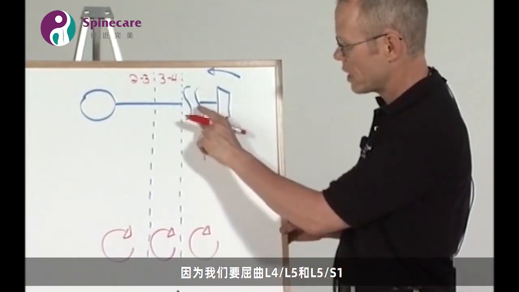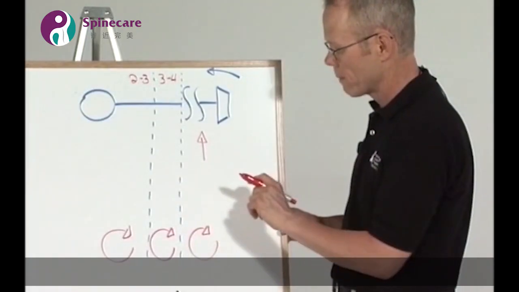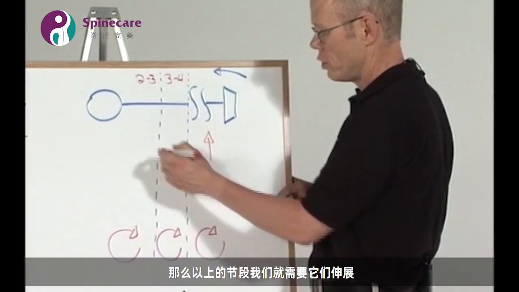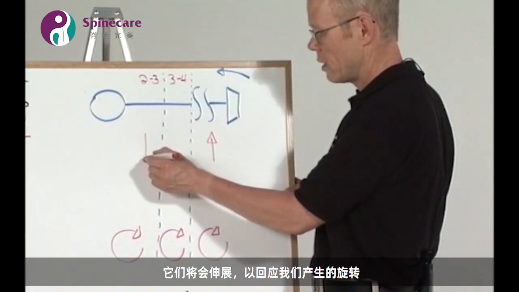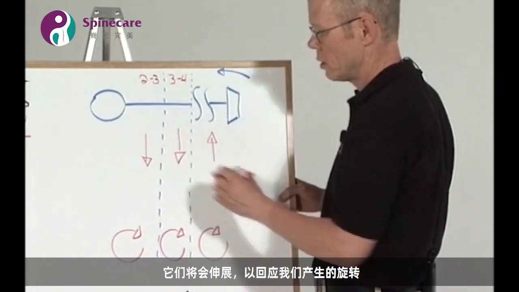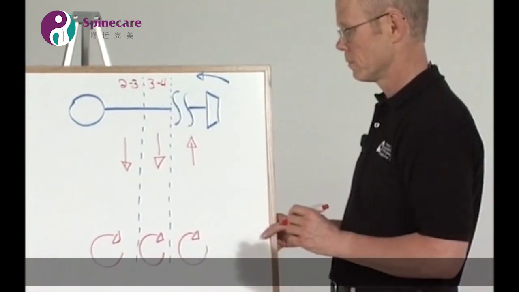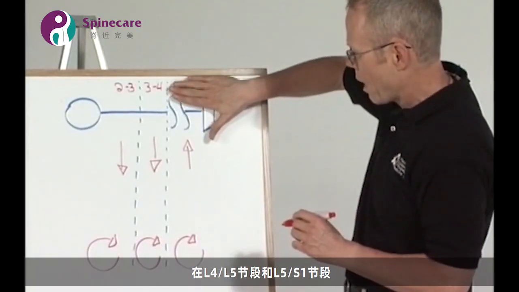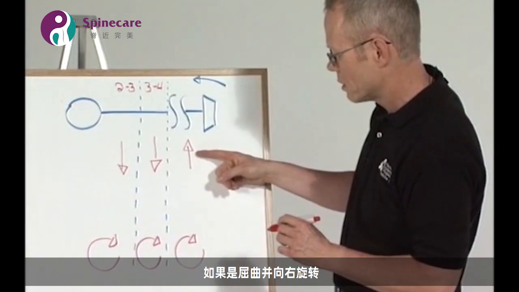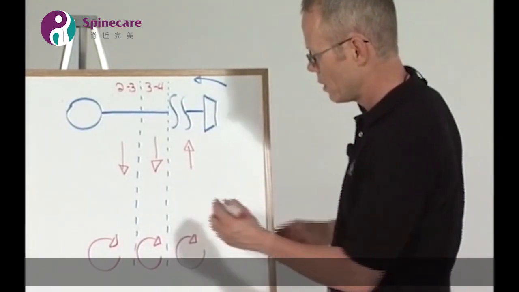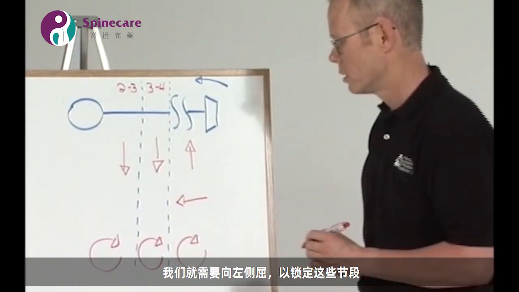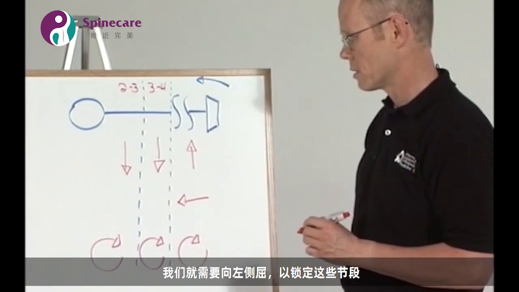Because we're going to flex L4-5 and L5-S1, the segments above that segment we should allow to extend, and they will extend in response to the rotation that we produce in the spine. In the L4-5 and L5-S1 segments, if flexed and rotated to the right, we want a left side bending to allow us to lock those segments.